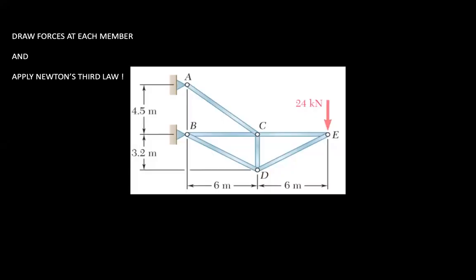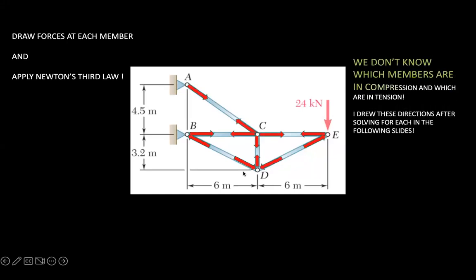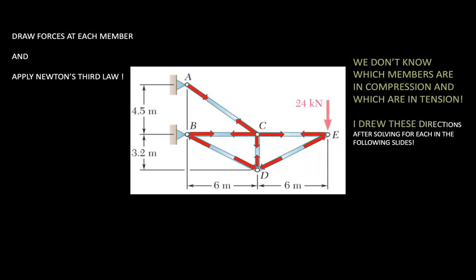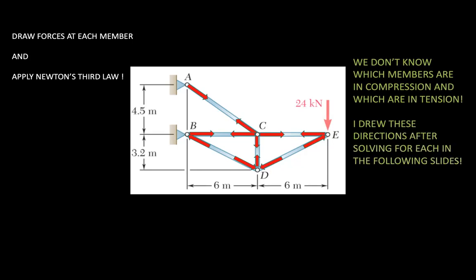So first we want to draw forces at each member or joint and apply Newton's third law, as we saw. Because the member exerts a force on the joint, and the joint exerts on the member that same force in the opposite direction by Newton's third law. We don't know which members are in compression and which are in tension, but I drew these directions after solving for each of the force directions in the following slides. So this is kind of a summary diagram after all the hard work I did.